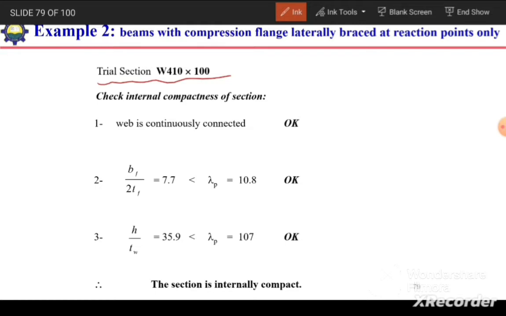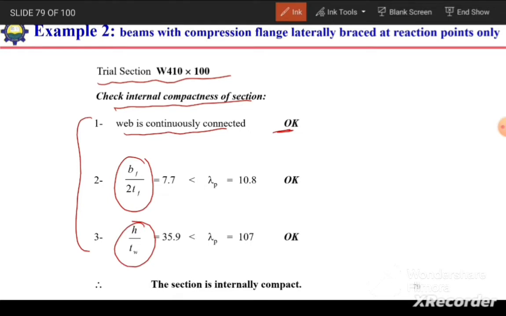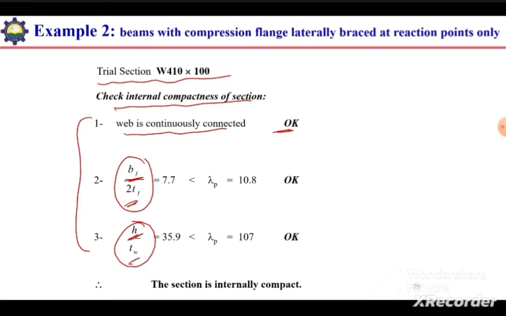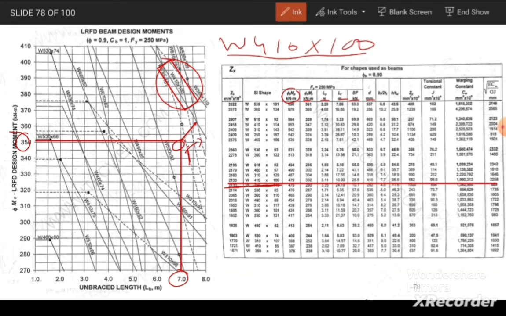First we need to check whether our selected section is compact or not. For that we need to see these three conditions. The first condition is that the web is continuously connected with the flange, and this is okay because in the case of a hot rolled section, the web is continuously connected with the flanges. And then we need to calculate BF over 2TF and H over TW. We can calculate these values based on the properties, the width of the flange, thickness of the flange, H, and TW, thickness of the web, for the selected section, or we can select these values from this table. We can see over here H over TW, so we can select these values from over here.